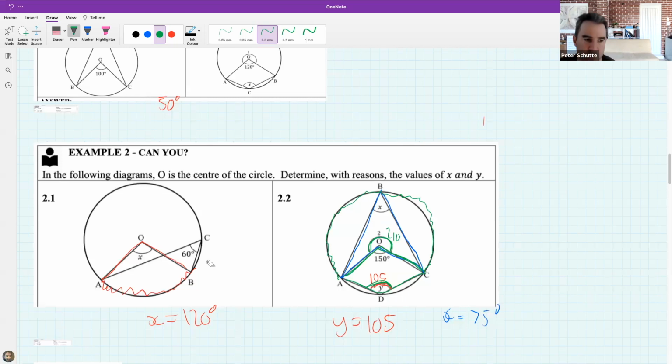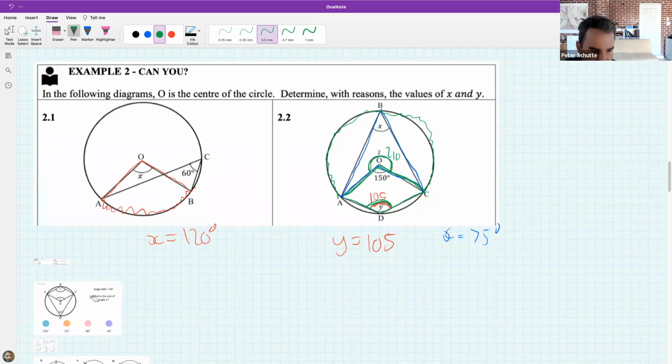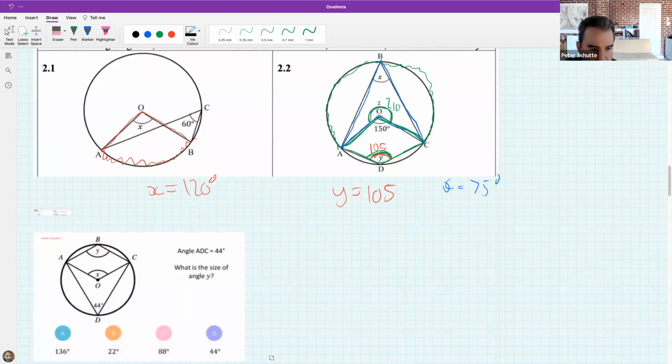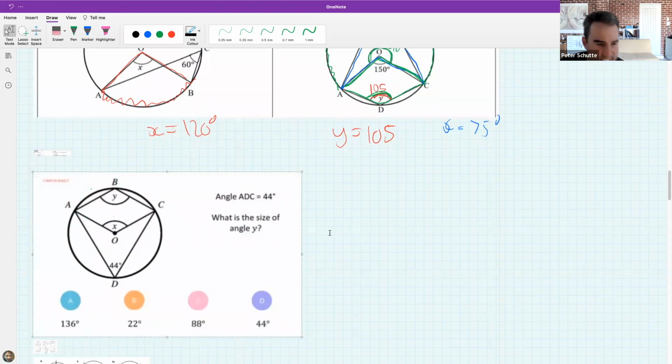Okay, don't worry. The more you practice, the better we get. So let's do another one, because by the end of this, you're going to be like, piece of cake, this theorem. So here is your question. Find angle ADC is 44 degrees. What is the size of angle Y? That is the question for everyone.